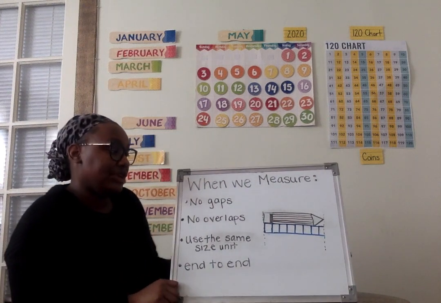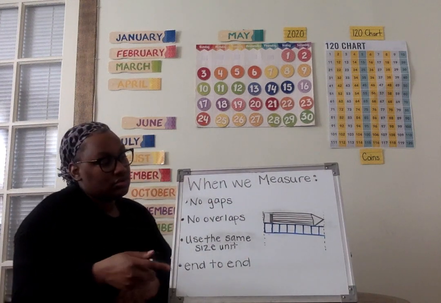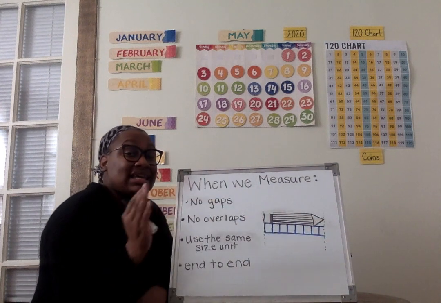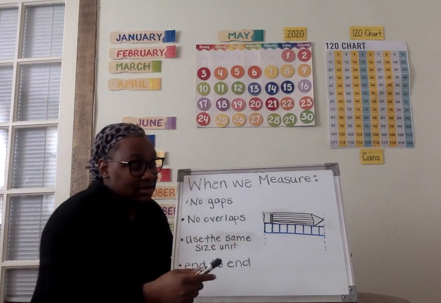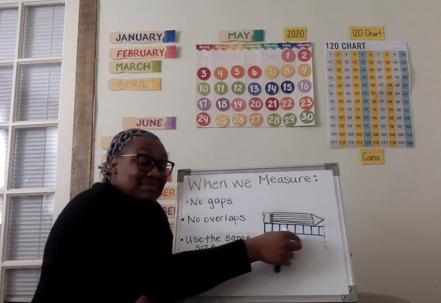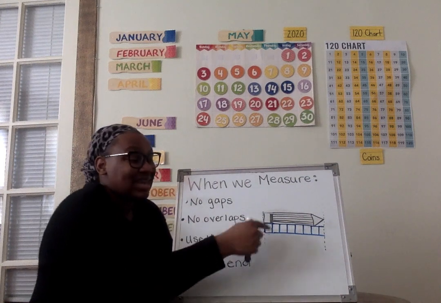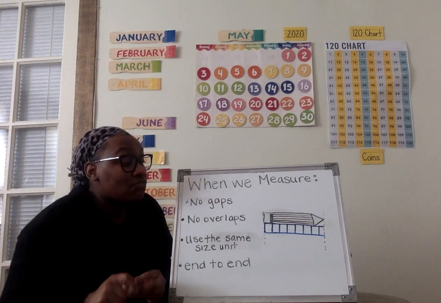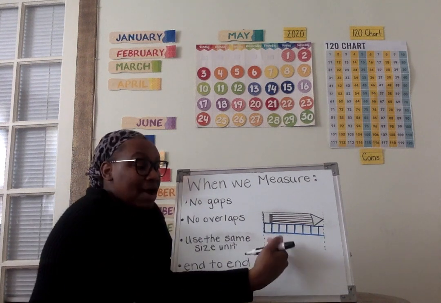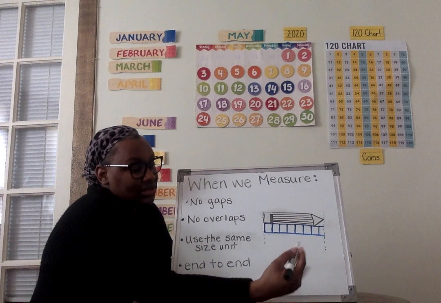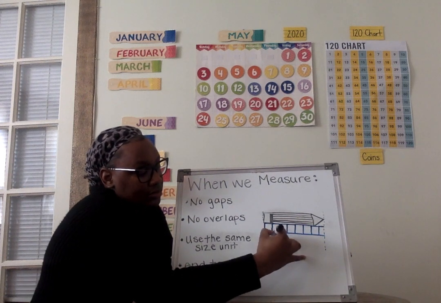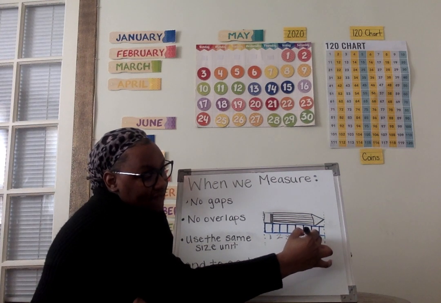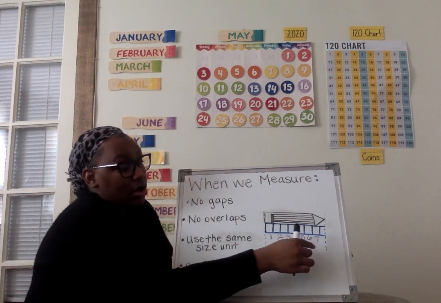So let's look at my picture over here. Right here I have a pencil. So I drew my pencil. I drew dotted lines on the side to make it easier for me to measure end to end. I use the same size unit. I don't have any gaps and I don't have any overlaps. So now I'm ready to count and see how many inch tiles this pencil is. Count with me. 1, 2, 3, 4, 5, 6, 7.